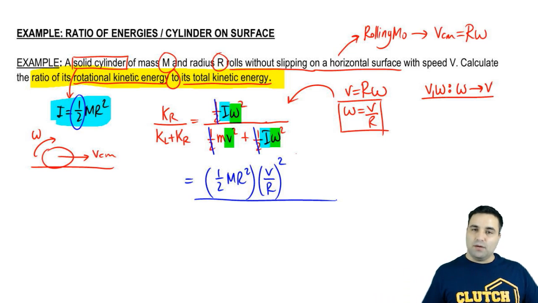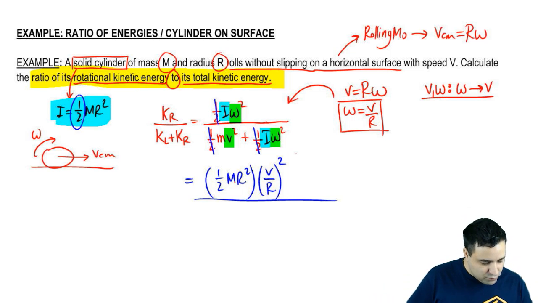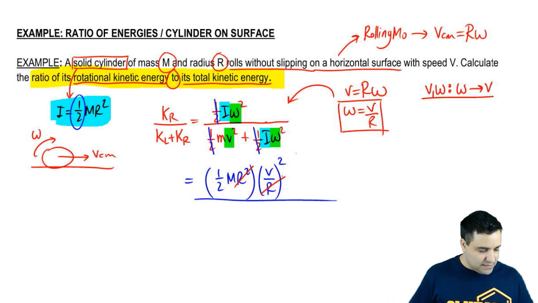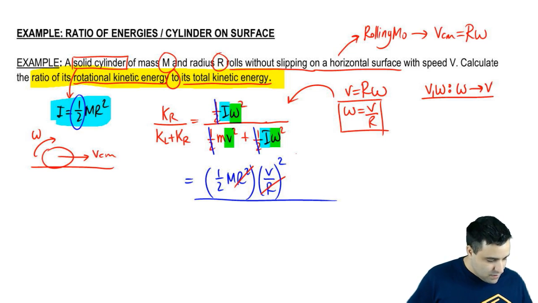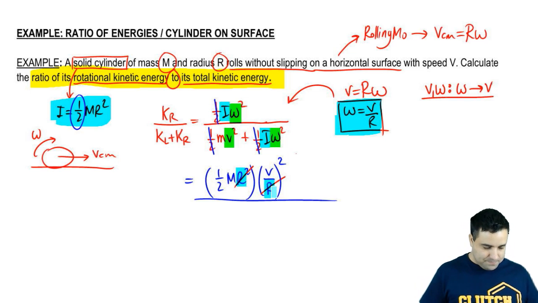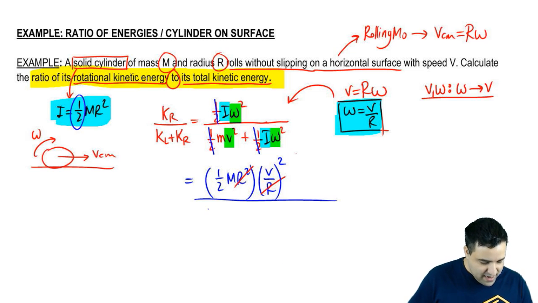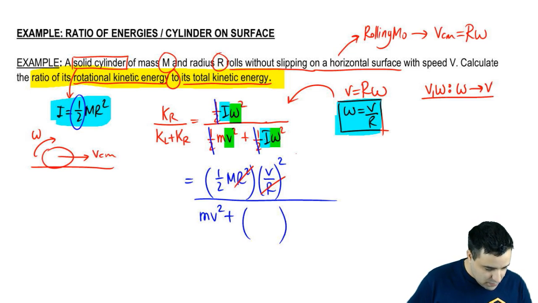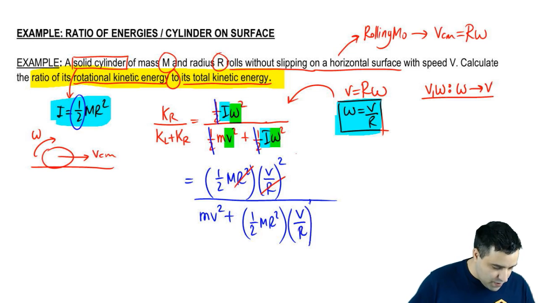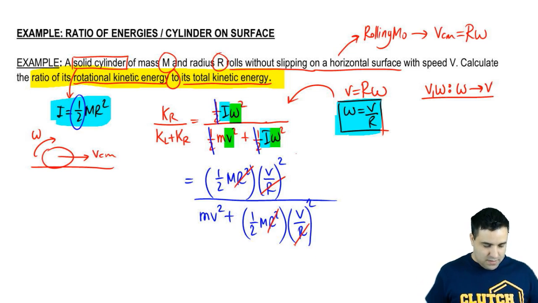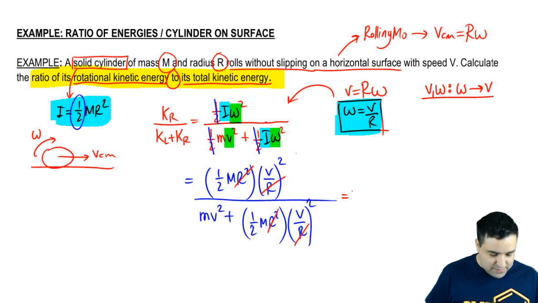Now we're going to do the same thing at the bottom. But before I do that, you might notice right away that this R cancels. So that's another benefit of doing this: it's going to cause the R's to cancel. At the bottom I have simply mv squared plus I, which is half mr squared, and then omega, which is V over R, squared. And again, just like at the top, the R's cancel. Let's clean this up a little bit and see what we end up with.